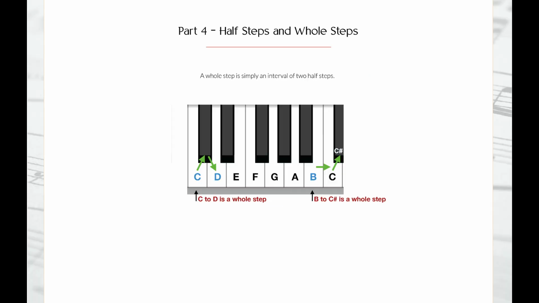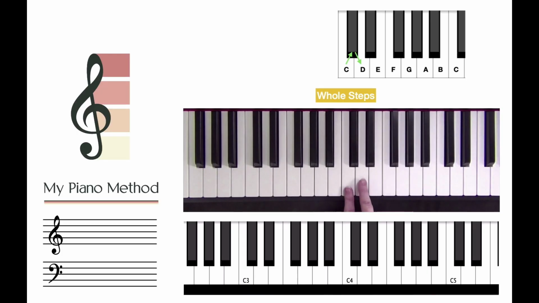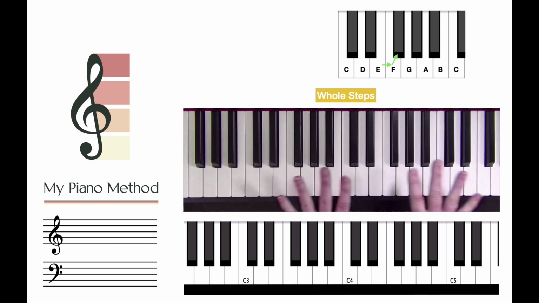Now a whole step is just 2 half steps. So from C, a whole step would be to D, because you're counting 1 half step, 2 half steps. So from D, a whole step would be to the E, 1, 2. From the E, a whole step would be 1, 2, to this black note here. And you can do this from any note.